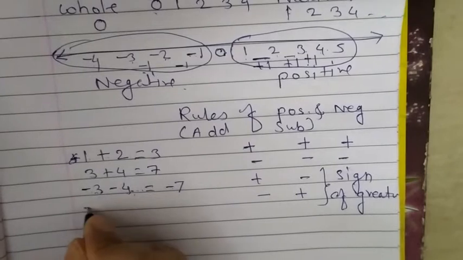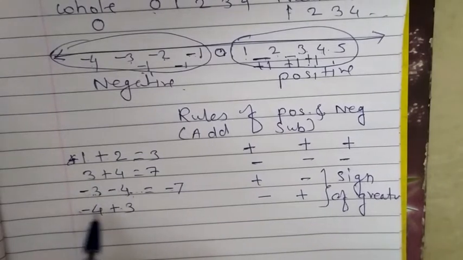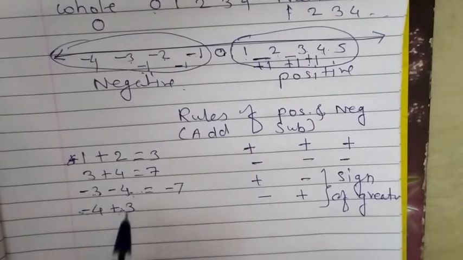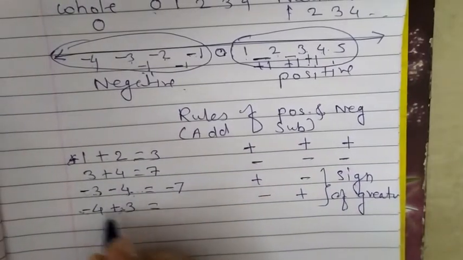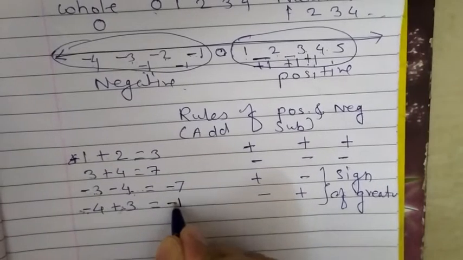Now next example, minus 4 plus 3. Here we will do subtraction. Between these two, we have different signs. Whenever we have different signs in addition and subtraction, we directly do the subtraction.